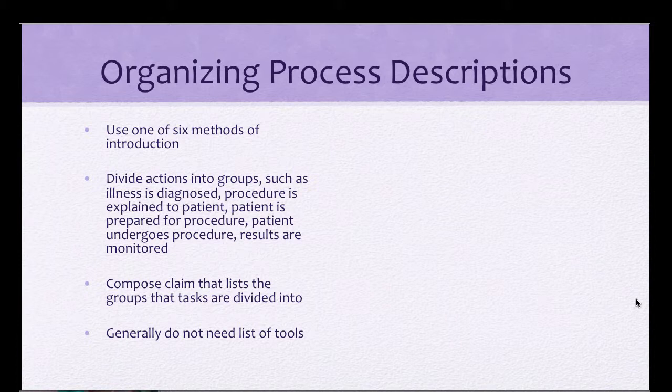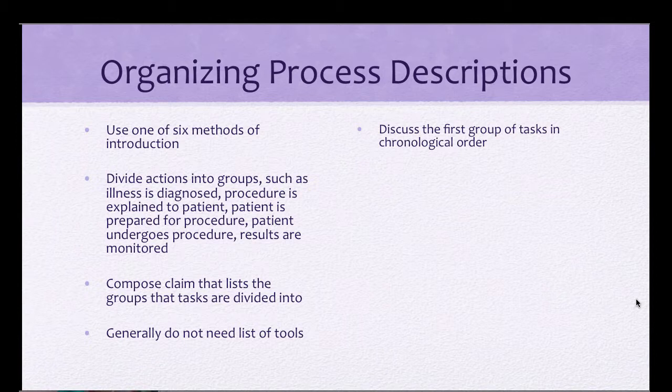Okay? Generally, you don't need a list of tools. They're not going to be performing brain surgery. They're not going to be creating a universe according to the Big Bang Theory. They're not going to be following the instructions, so they really don't need a list of tools. That's one of the ways that a process description is different from instructions. But most of the rest of the paper is very, very similar to instructions.